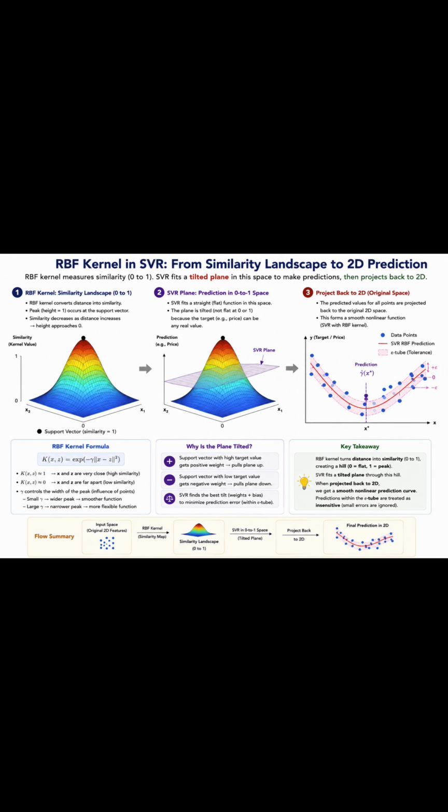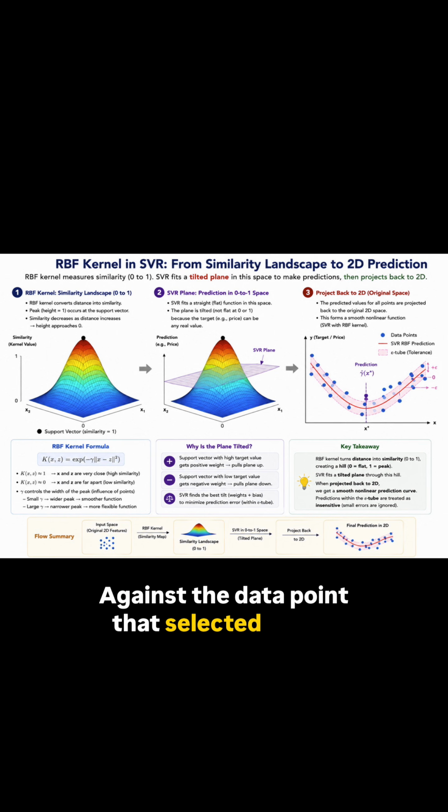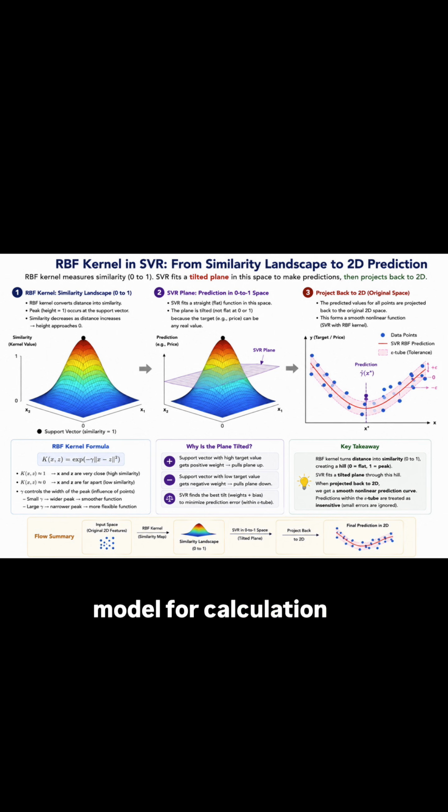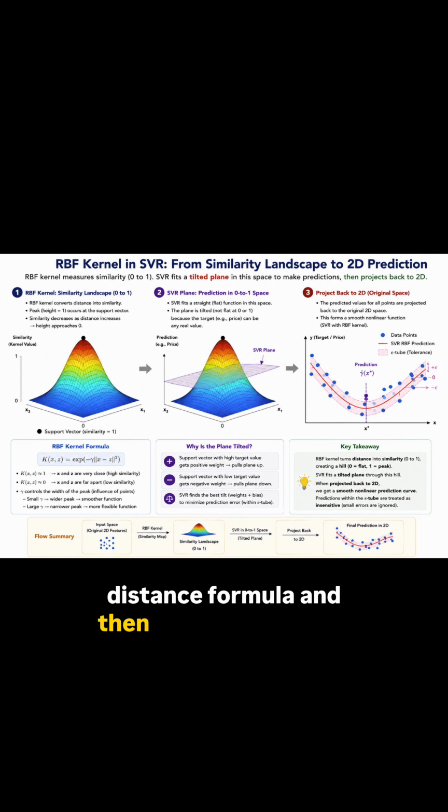If any new data point wants to be plotted in the graph, that data point will be used against the data point selected by the model for a calculation of the distance formula, and then it's divided by the hyperparameter. If the end result is close to 1, then it will be placed at the top, and if the end result is close to 0, then it will be placed at the bottom. After that, a 3D plane is used by the model to cut the data exactly, and after that it is converted into 2D, where you will get a smooth curve. This is how the RBF works internally.